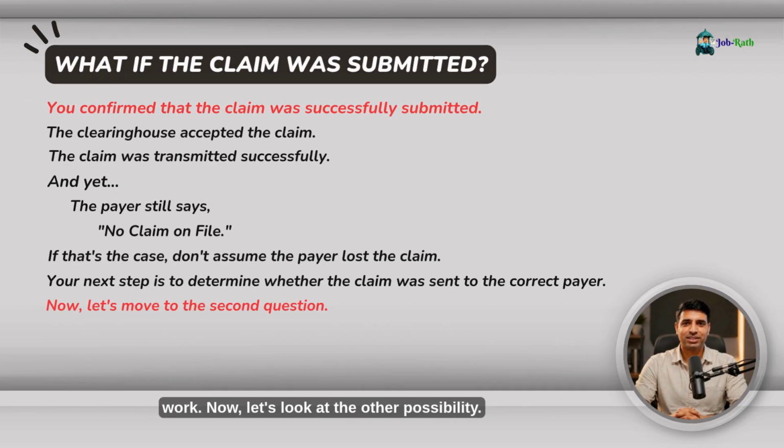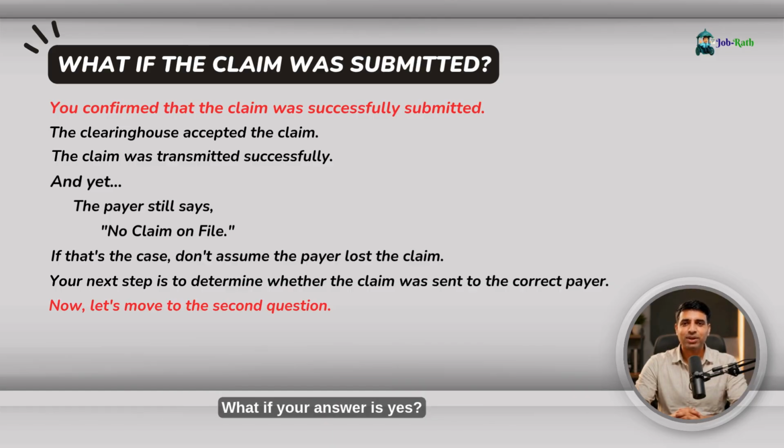Now, let's look at the other possibility. What if your answer is yes? You confirm that the claim was successfully submitted. The clearinghouse accepted the claim. The claim was transmitted successfully. And yet, the payer still says no claim on file. If that's the case, don't assume the payer lost the claim. Your next step is to determine whether the claim was sent to the correct payer. Now, let's move to the second question.